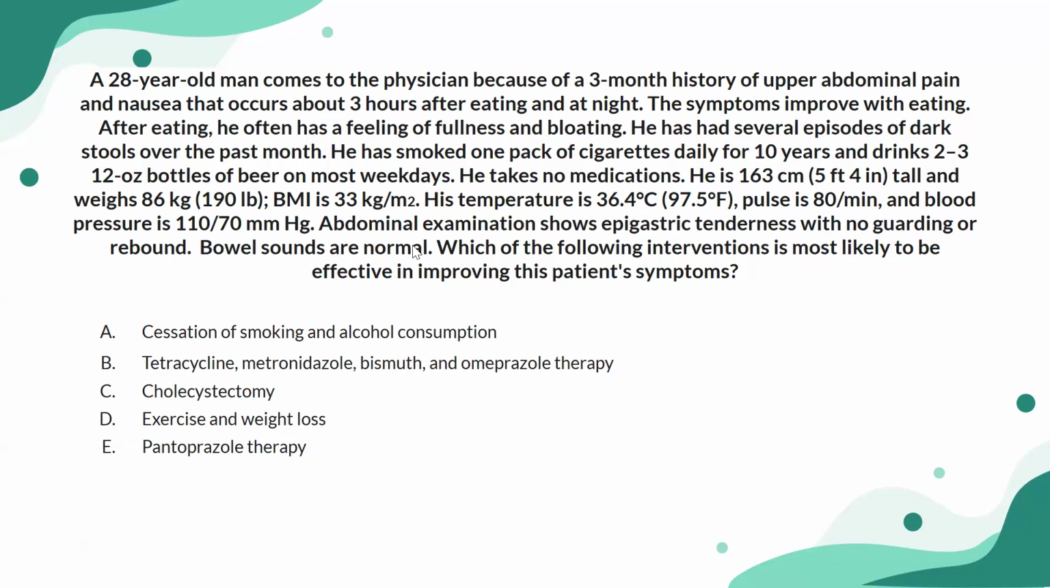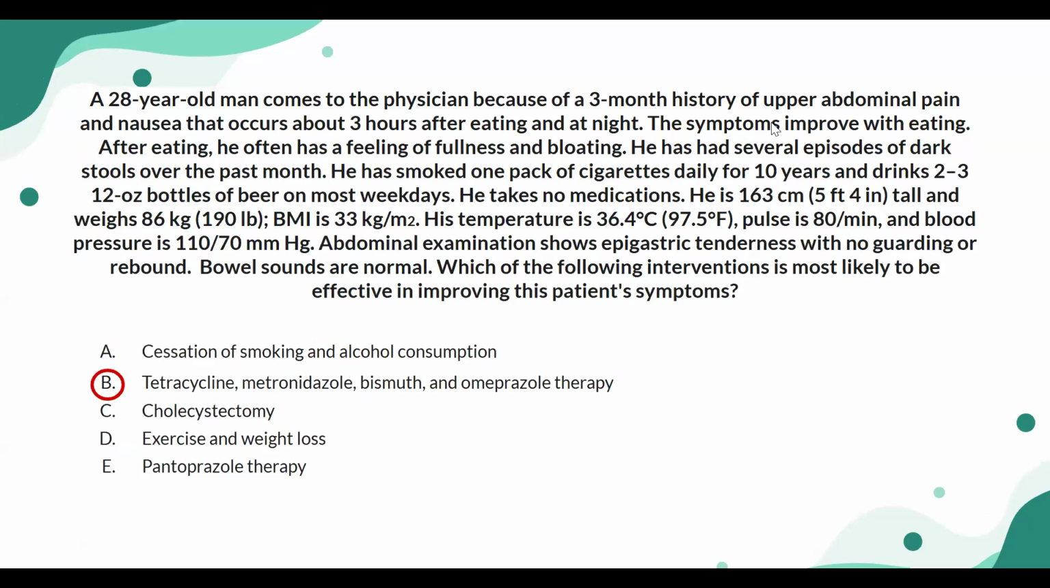All right. Bowel sounds are normal. Which of the following interventions is most likely to be effective in improving the patient's symptoms? Duodenal ulcer. Excellent. So this is a duodenal ulcer. Why? Because the symptoms improve with eating. We know that the pain of duodenal ulcers decreases with eating. So when you eat food, decreased pain for duodenal ulcer, increased pain for gastric ulcers.